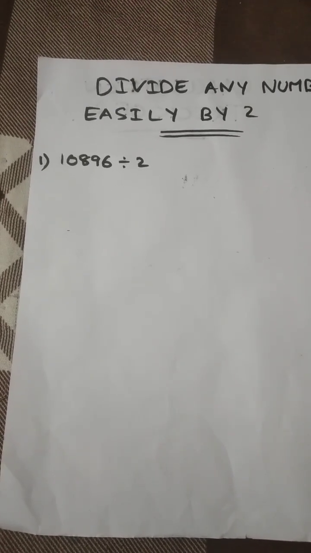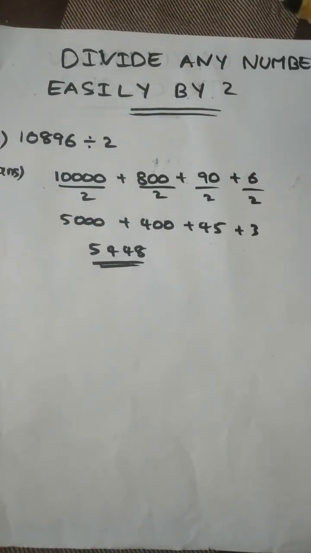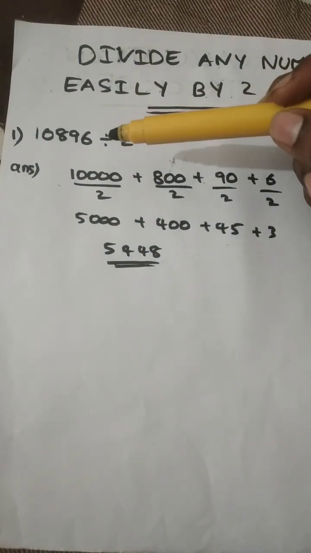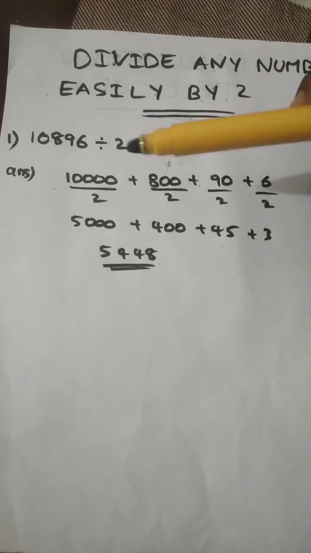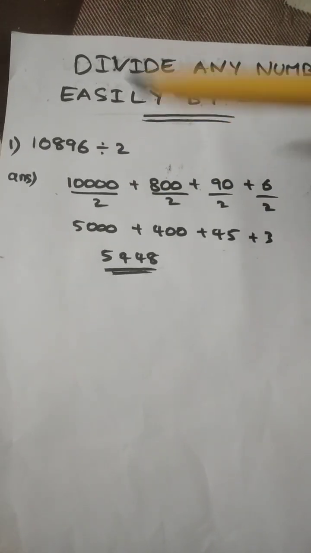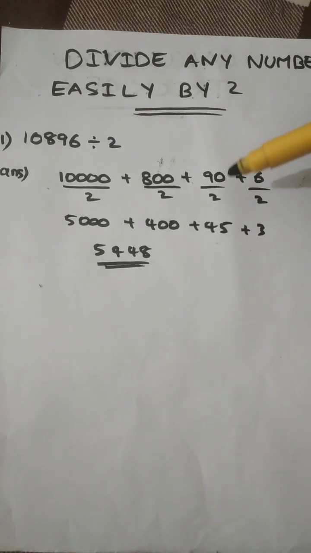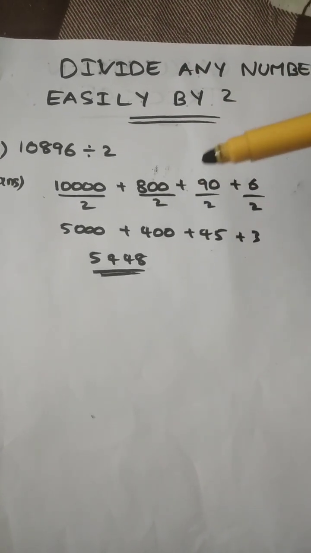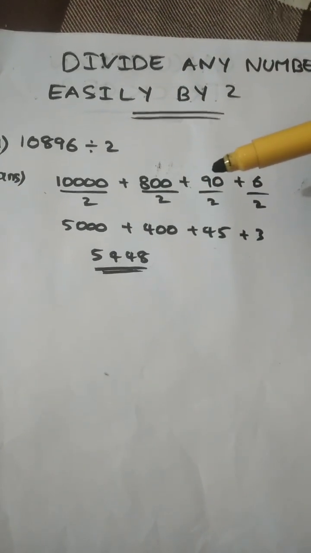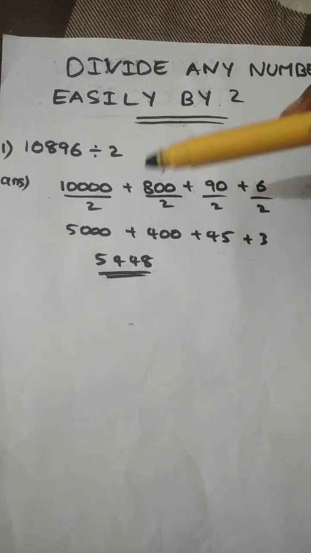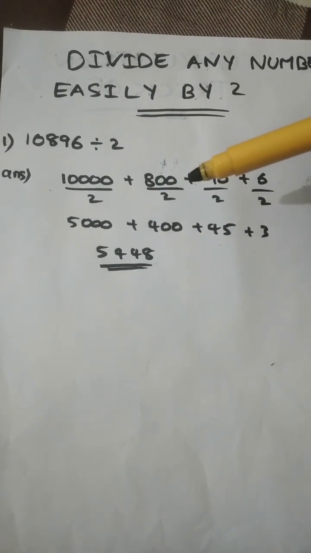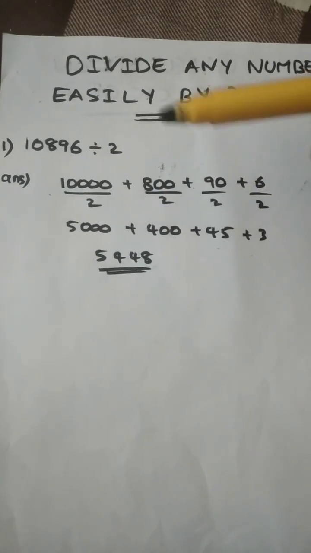10,896 divided by 2. So we can move on to the solution. So 10,896. We want to split the number into 10,000 plus 800 plus 90 plus 6. If we want to make the number divide easily, we want to split the number like this so that it would be a lot easier for us to divide it by 2.